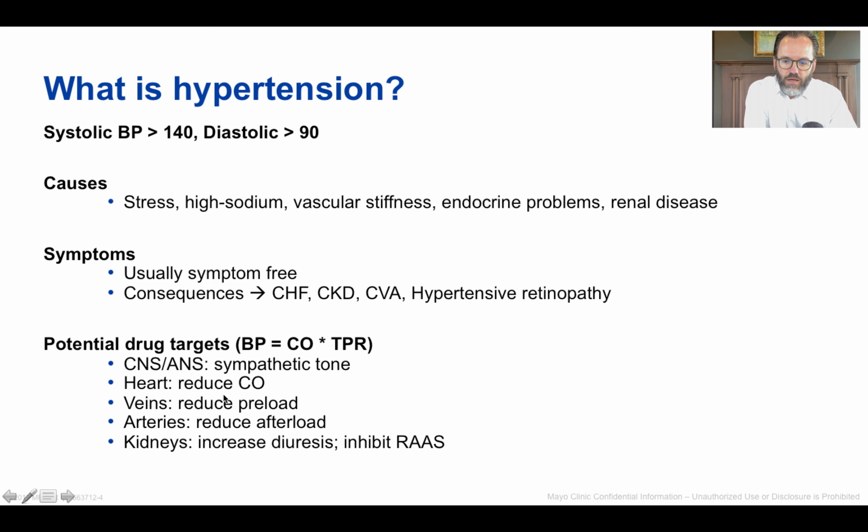The veins, there you can certainly use certain interventions to reduce preload, and thereby reduce the force of contraction. Arteries, of course, reducing afterload on the ventricle and reducing the overall pressure by reducing peripheral vascular resistance. And the kidneys, of course, by increasing diuresis and inhibiting the renin-angiotensin system. There can be major mechanisms therapeutically to target that will ultimately improve both the functional and long-term outcomes in these patients.